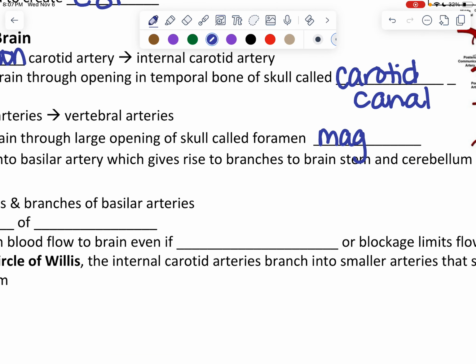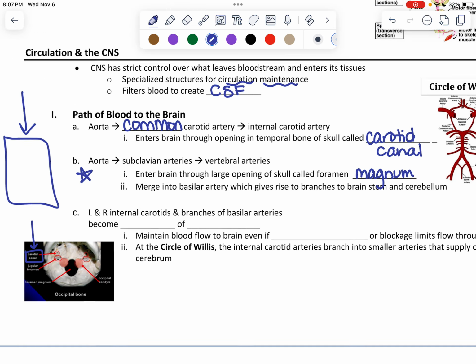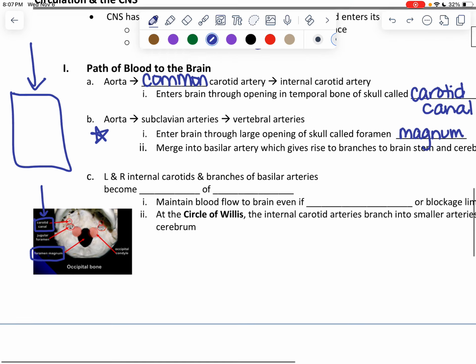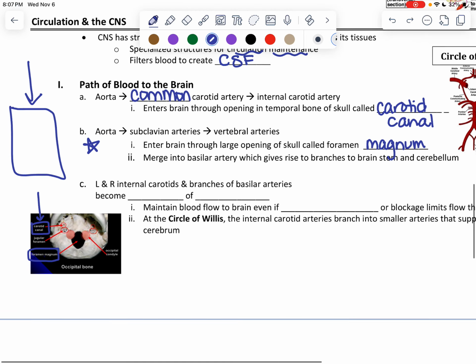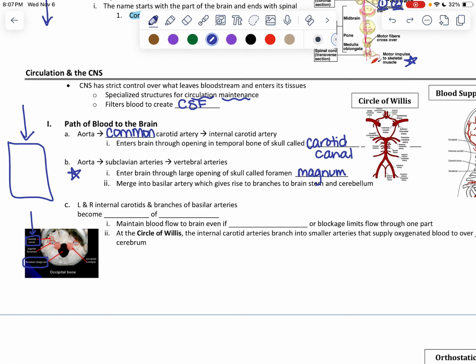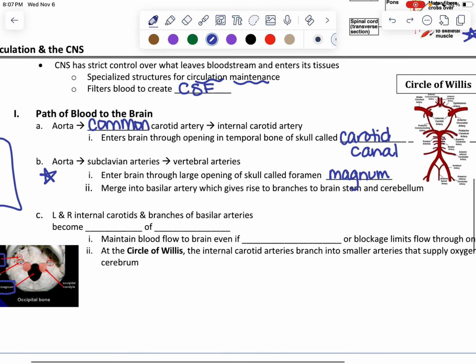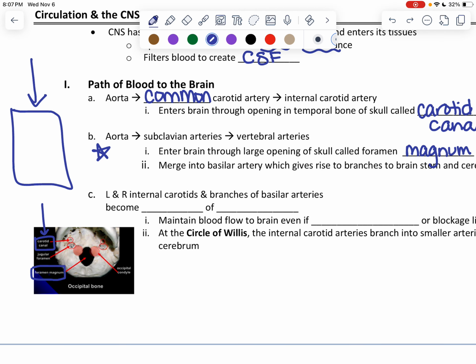A lot of kids mispronounce the word foramen. Foramen means hole. So the foramen magnum is this big guy here that we usually try to put back together on Jose, our class skeleton. So that's the one. And the vertebral arteries merge into the basilar artery, which gives rise to branches to the brainstem and the cerebellum. All right. So the left and right internal carotids and branches of the basilar arteries become the circle of Willis.